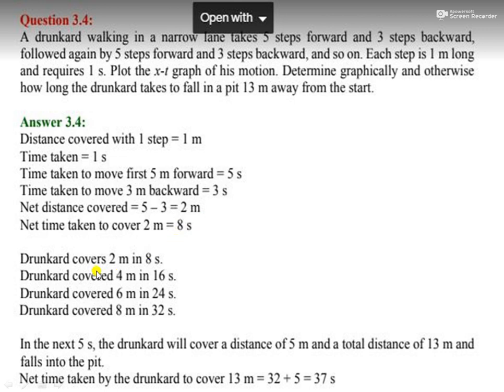So if he takes 2 meters in 8 seconds, then he would be covering 4 meter in 16 seconds, 6 meter in 24 seconds, 8 meter in 32 seconds. Now when he has covered 8 meter, his pattern is to go 5 steps forward. So when he takes 5 steps forward, that is 8 plus 5, he would fall in the pit which was 13 meter away from him. So till 8 meter 32 seconds and then 5 steps forward, that means 32 plus 5, 37 seconds. So he would be taking 37 seconds to fall in a pit 13 meter away from the start.